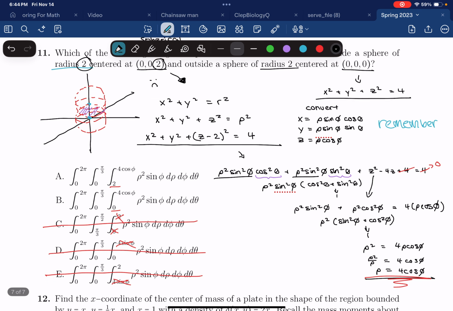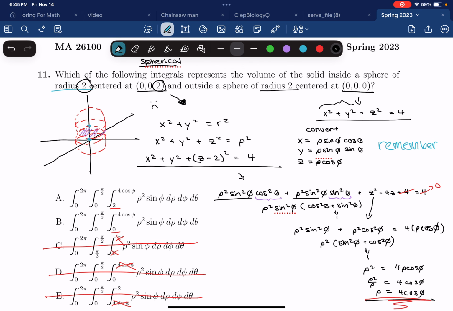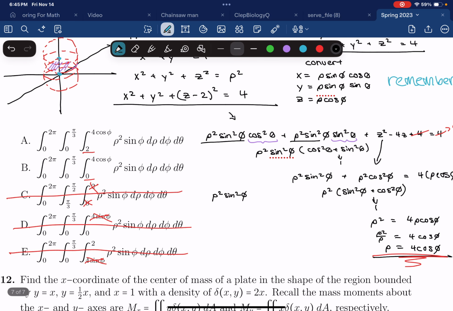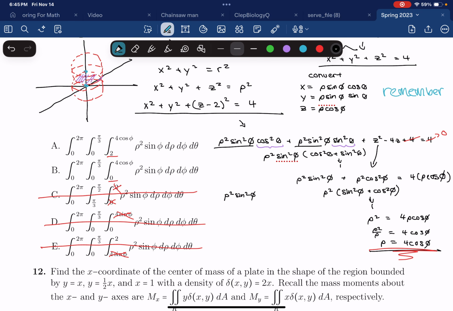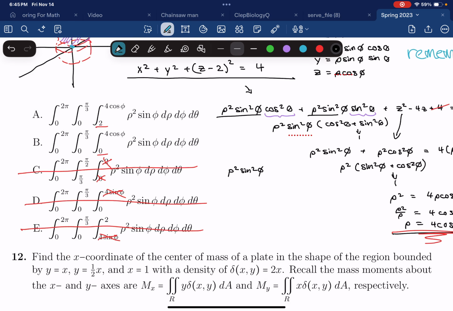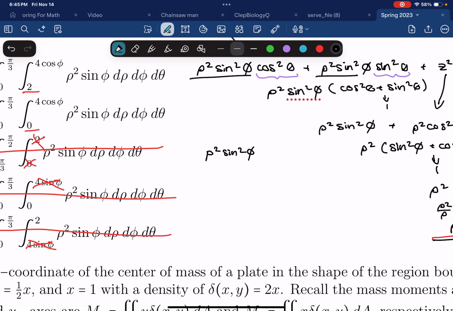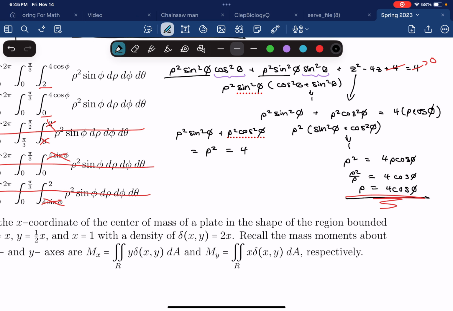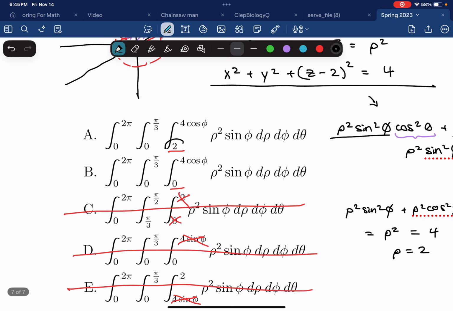Remember that x squared plus y squared will usually lead you to just rho squared sine squared of phi. So in this case, I'm gonna miss out on writing all this because it's just so much. And z squared is the same as just rho squared cosine squared of phi, which will just be equal to phi squared. In this case, phi squared is just equal to 4, so phi is equal to 2. So now we know it's bound between 2 and 4 cosine phi, which is why our answer is A.